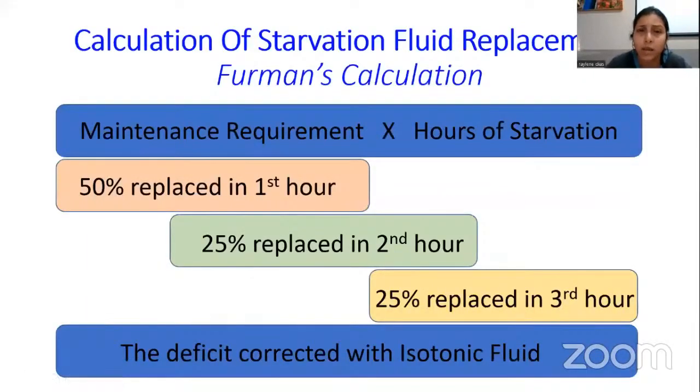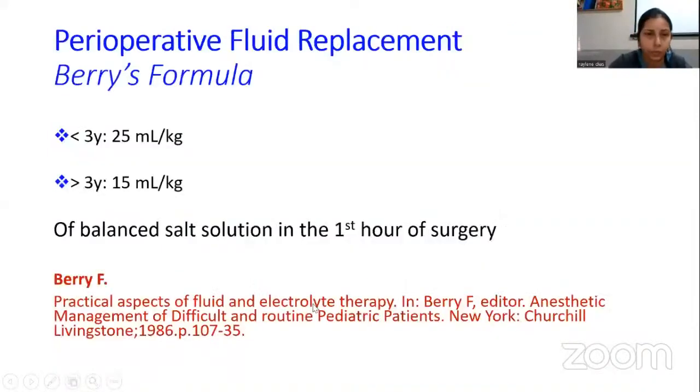Now, a little later, Furman's calculation came, and this is what we use. So we calculate the maintenance requirement. We multiply it by the hours of starvation, and 50% is replaced in the first hour, 25% in the second hour, 25% in the third hour, and this deficit is corrected with isotonic fluid.